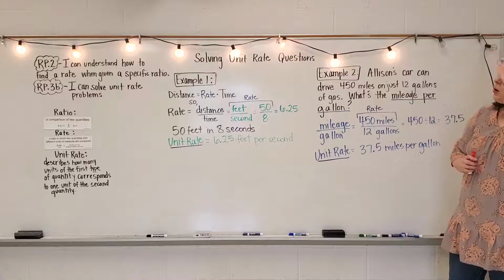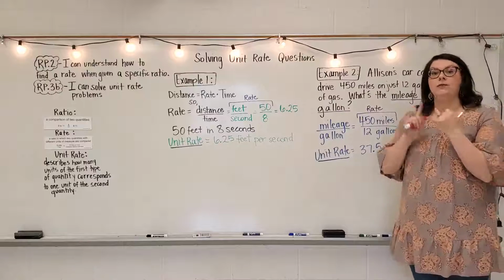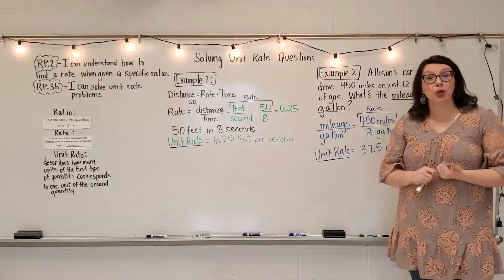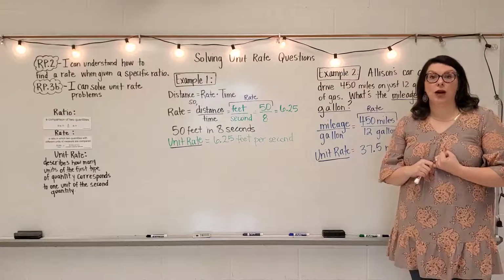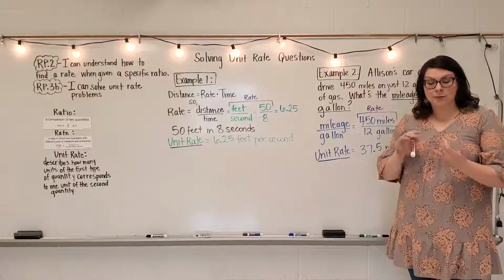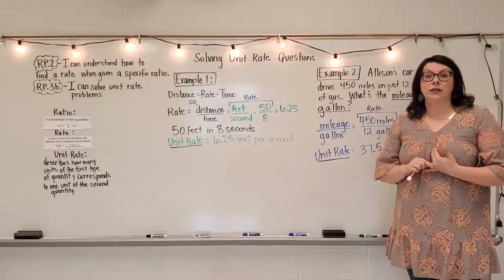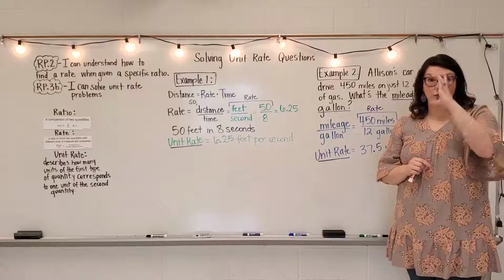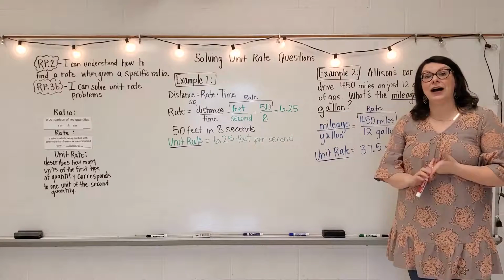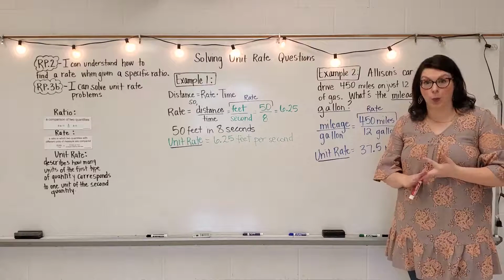So if you are working on a unit rate question, the first thing you need to do is write down your words of the order of your ratio or your rate. The second thing you're going to do is fill in those words with the numbers, and then you're going to divide so that your denominator equals 1.